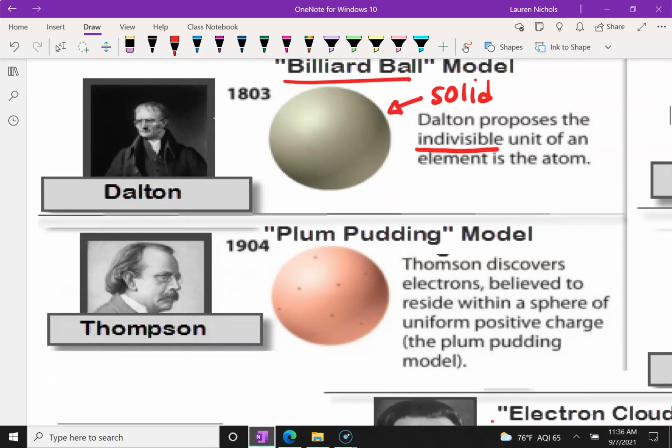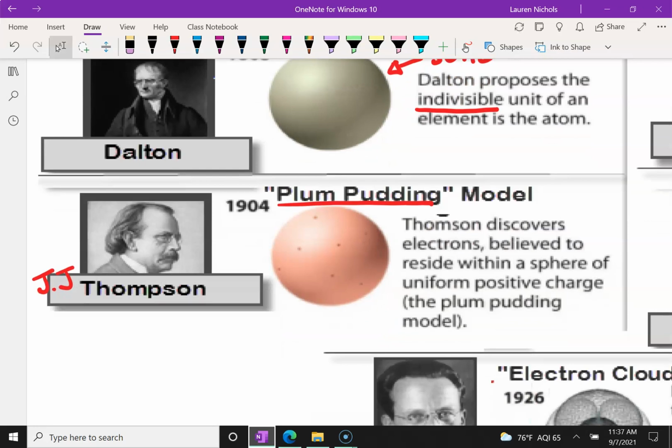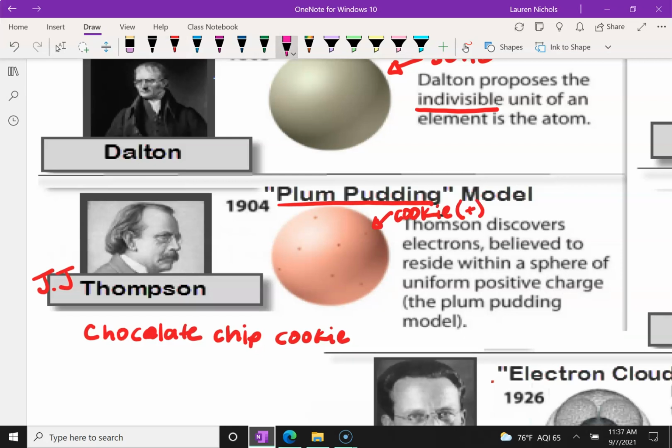About 100 years later, this guy, J.J. Thomson, came around and he had what he called the plum pudding model. Plum pudding is not something that most of us eat, so I like to think of it as the chocolate chip cookie model. You have your cookie, which has a positive charge, and then you have these negative electrons that are just sprinkled in. Those would be the chocolate chips.